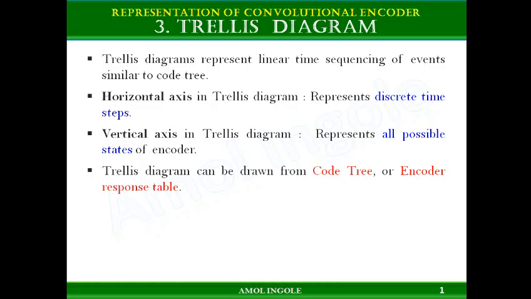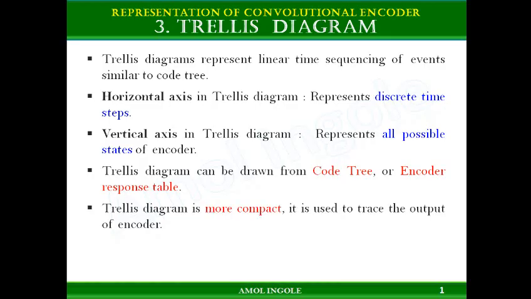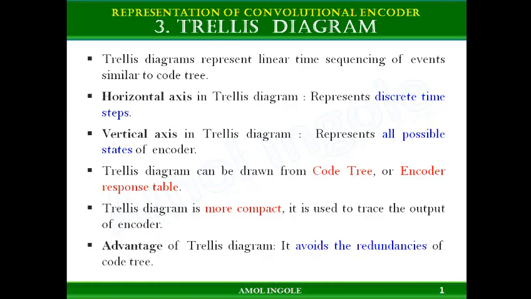Trellis diagram can be drawn from a code tree, or you can also use the encoder's response table. Trellis diagram is more compact. It is used to trace the output of the encoder. The advantage of a trellis diagram is that it avoids the redundancies of a code tree. We'll see this when we complete this video, how it avoids the redundancies which we could not avoid in a code tree.